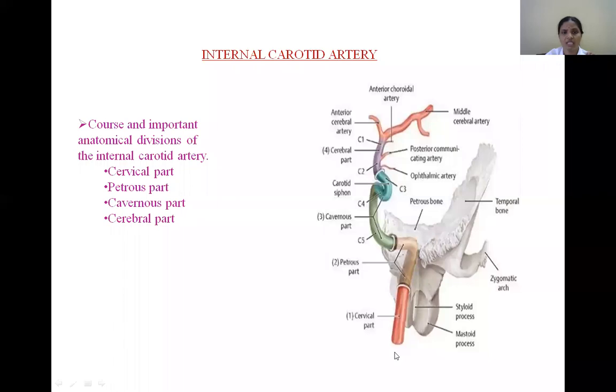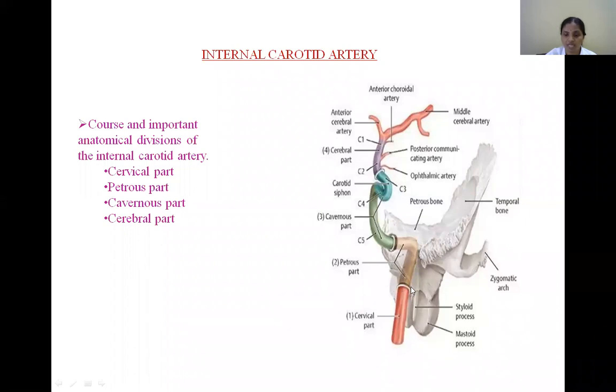Now coming to the internal carotid artery, see its course. What is the extent of the internal carotid artery? It extends from the upper border of the thyroid cartilage to the base of the skull. This is the extent of the internal carotid artery, from the level of the upper border of the thyroid cartilage, meaning the junction between C3 and C4, to the base of the skull.